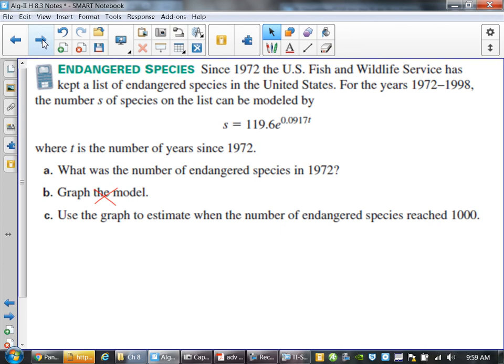Seems weird. Maybe it's supposed to be in the thousands. I don't remember; I cut that off by mistake. T is the number of years since 1972. So what's year 0? 1972. What was the number of endangered species in 1972?